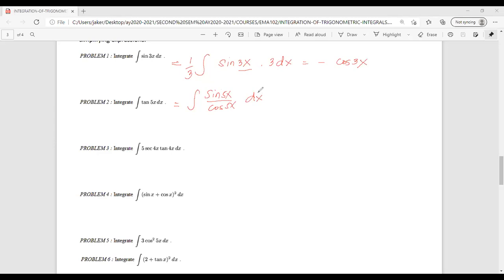Now I have converted to the sine over the cosine function. Looking at it, what would be the appropriate resulting integral? Or what would be the appropriate resulting function after integration?